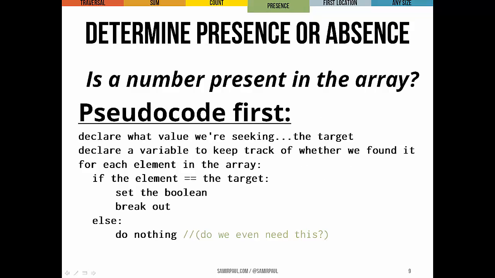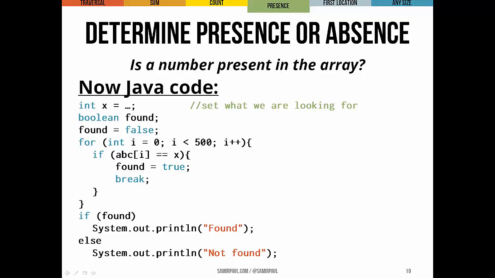Okay, here's my pseudocode. We start by declaring whatever value we're looking for, whatever the target is. We also declare a variable to keep track of whether or not we found it. Okay, so I was thinking of that as a Boolean variable. For every element in the array, we check, hey, is this element the target that we're looking for? If it is, set the Boolean and break out of the loop. Stop looking because we know we found it. We know that it is present. Otherwise, if that element wasn't, well, it could still be the next one, so just do nothing. And think about whether we actually need that last clause.